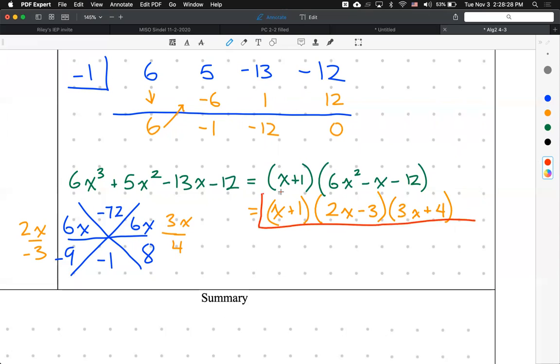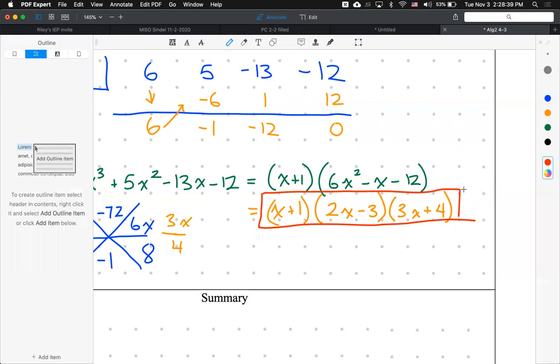And I got weird lag there. I think it's just Zoom not liking this program. All right. And that concludes Algebra 2 Notes 4-3. And that's the wrong button. Where's the right button?